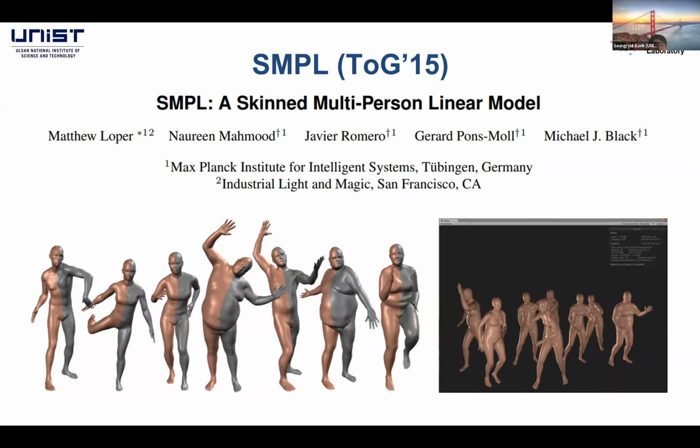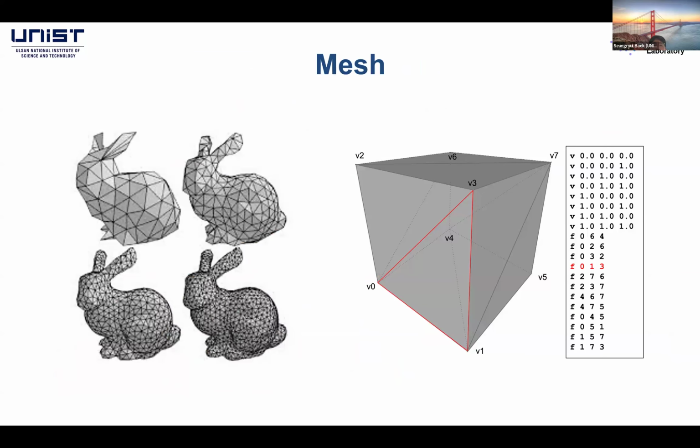SMPL represents the human body as 3D meshes. At the same time, we can control humans' pose and shape via this SMPL model. So those are two important things to understand. Before that, I want to introduce what a mesh is.